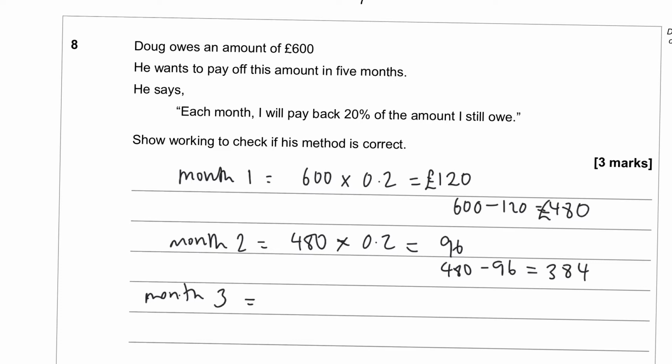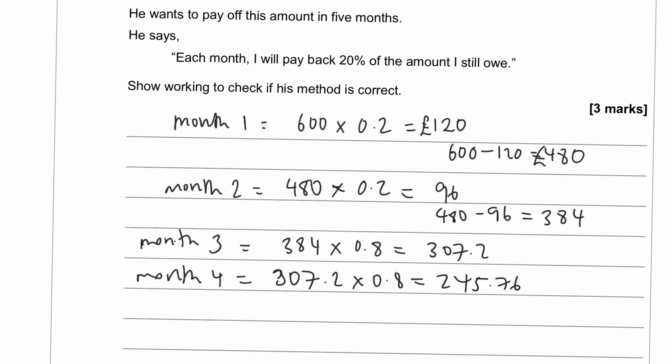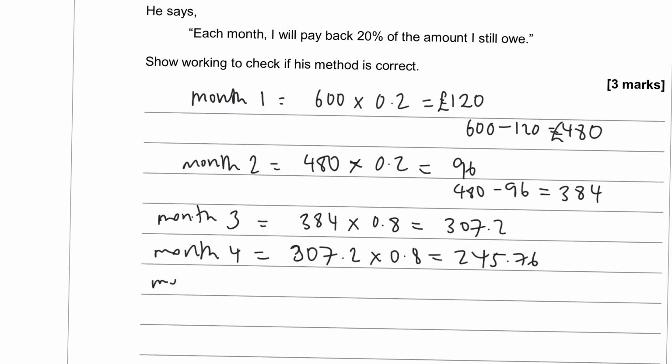Again, I'm just showing you the long way if that's what you prefer, but a quicker way of figuring out what he'd be left with after paying off 20% is, rather than times by 0.2 and taking it away from what you originally have, do the answer that you have times 0.8. That's also quicker. So then 384 times 0.8 would be 307.2, and then after month 4, 307.2 times 0.8 is 245.76.